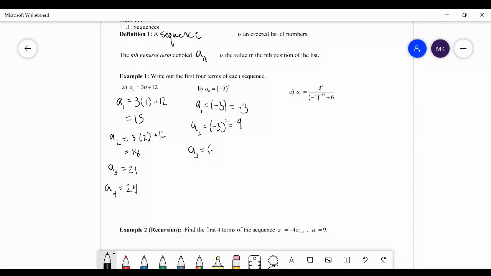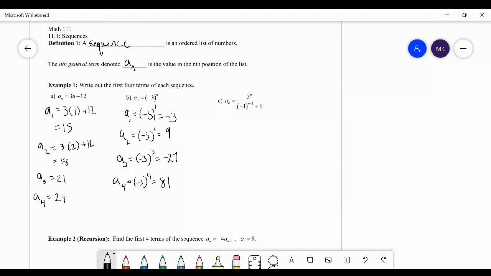A sub 3, negative 3 cubed, is negative 27. And finally, a sub 4, negative 3 to the fourth, gives us positive 81.